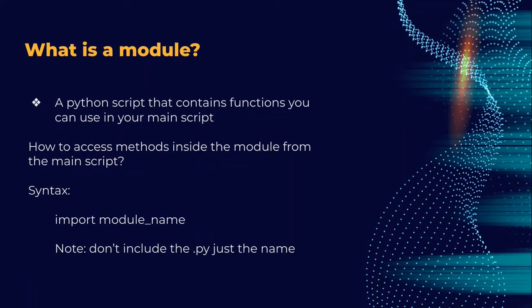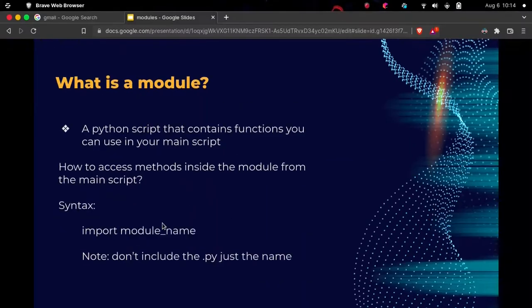And one last thing that I want to mention is that when you import your module, it's the module name. Don't include the .py, just the name of the module. That's what you import. The import keyword just imports the name of that Python script, and it already knows that it's a Python script. It just wants the name, right? So don't include the .py.